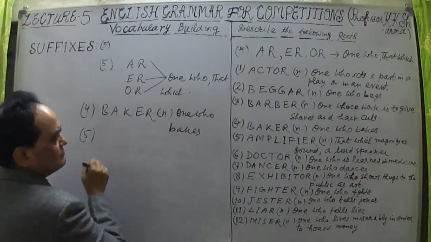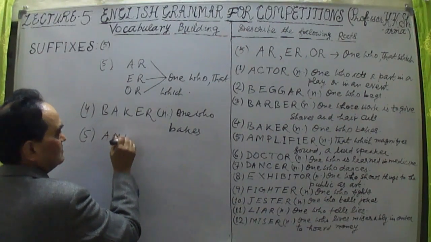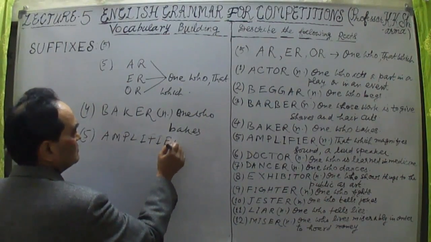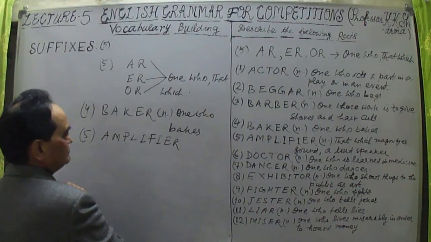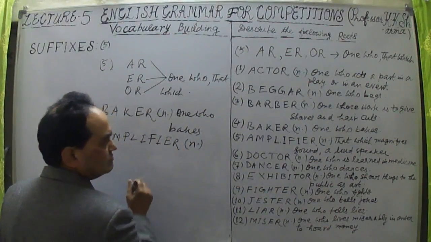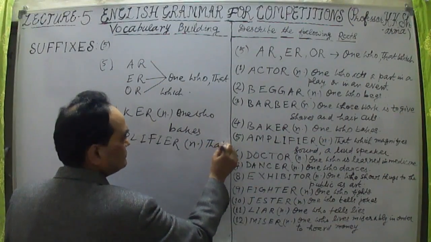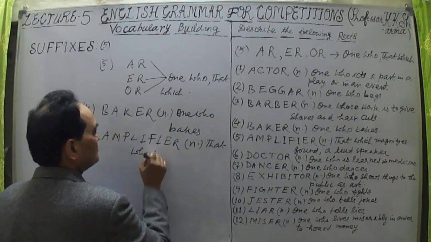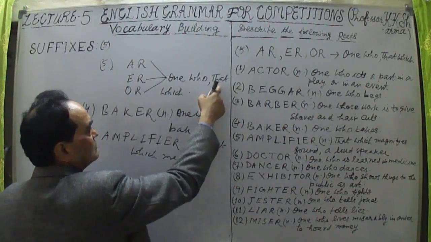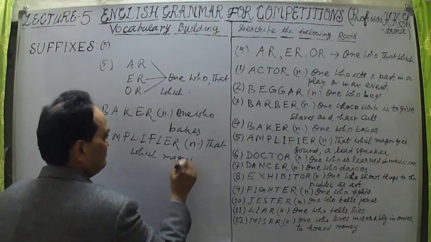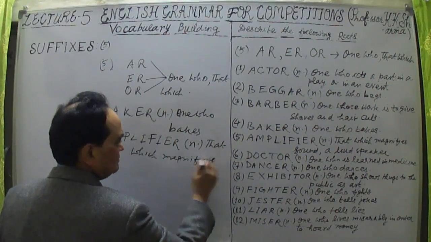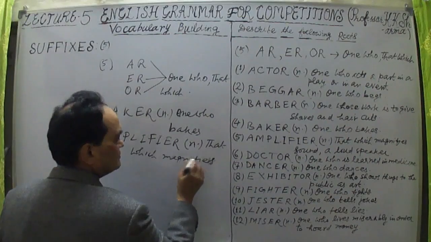Now the fifth word, let me take amplifier. A-M-P-L-I, amplifier, FIER. This is amplifier, a noun here. That means that which magnifies. This is a non-living thing, so for that we use that which magnifies. That which magnifies sound.